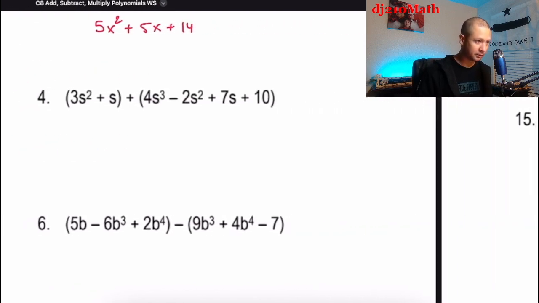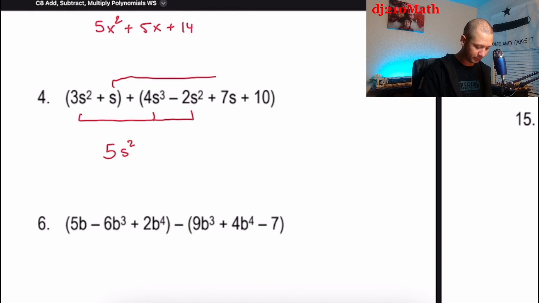Okay, it's addition. So we drop the parentheses and just combine like terms. So 3 plus 4 minus 2. 3 plus 4 is 7, minus 2 is 5. So 5s squared, combining just the s's, plus 8s, and then the constant is plus 10.